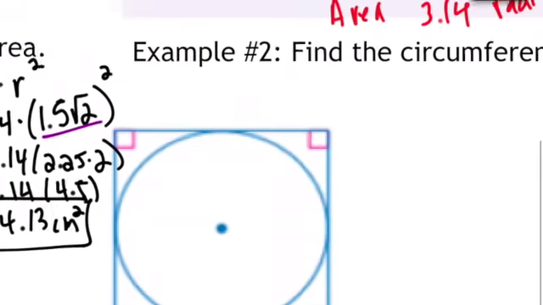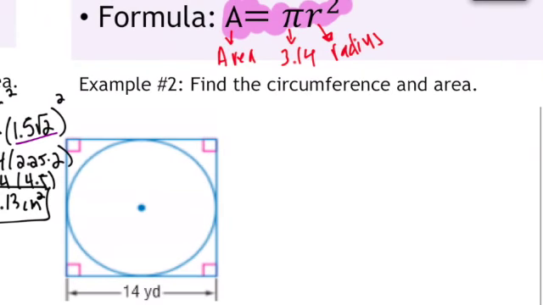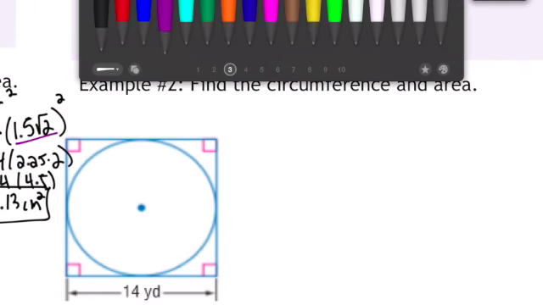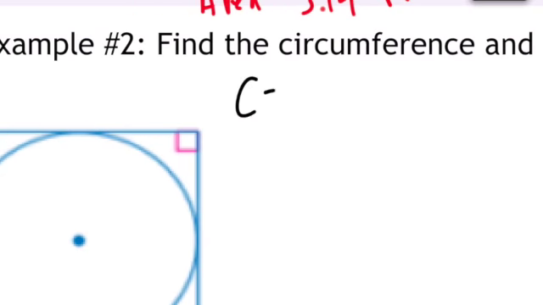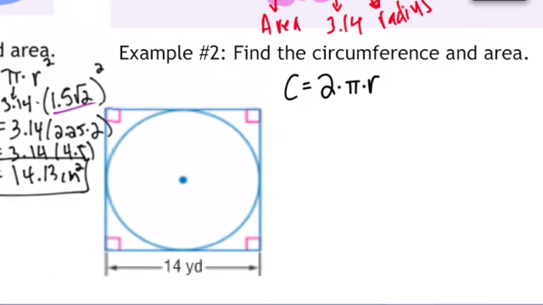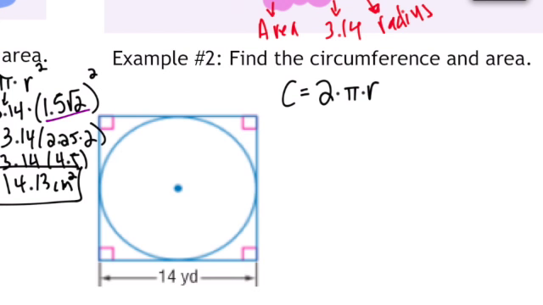All right, let's go to example 2. This one's going to be a little bit more straightforward. So we need to find the circumference and the area. So let's start with circumference. My circumference, we know, is equal to 2 times pi times r. So how can I find the radius of this? Well, if you notice that the side length of the square is 14 yards, then we know that is going to be the exact same measurement from this point all the way to this point.